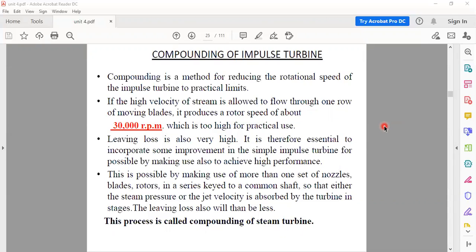This is possible by making use of more than one set of nozzles, blades, and rotors in series keyed to a common shaft, so that either the steam pressure or the jet velocity is absorbed by the turbine in stages. The leaving loss will then also be less. This process is called compounding of steam turbine.